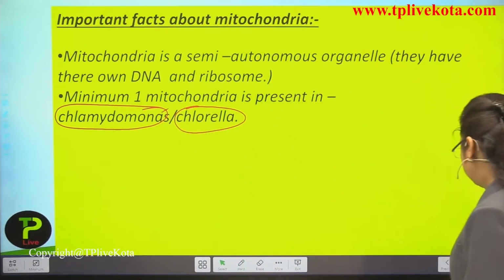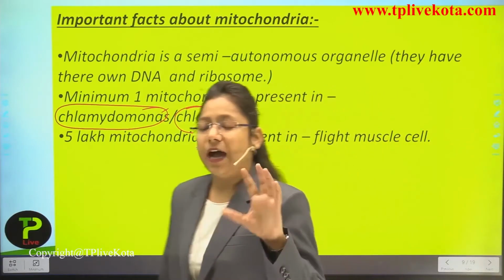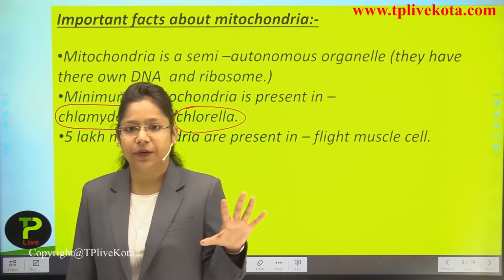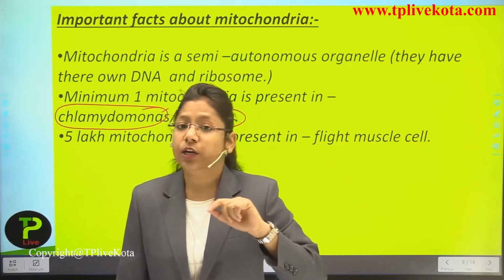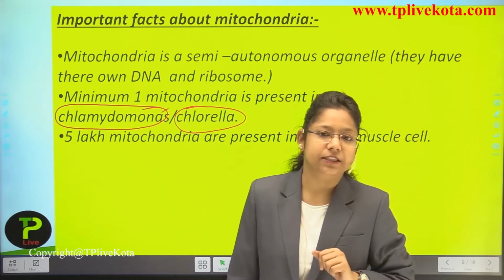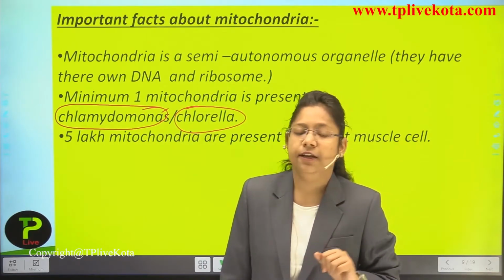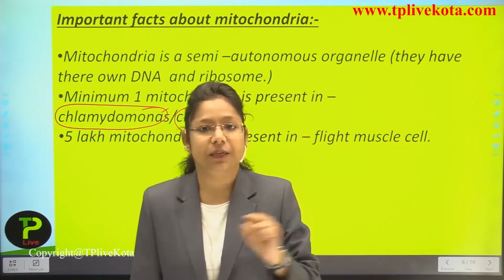Now the next point: 5 lakh mitochondria are present inside the flight muscle cell. Did I tell you about the flight muscle cell in the first part? Kolliker observed that it is present inside the insect cell. So 5 lakh mitochondria were seen inside the flight muscle cell.